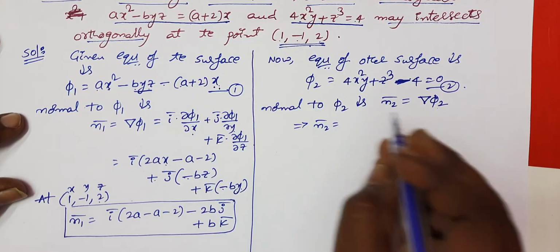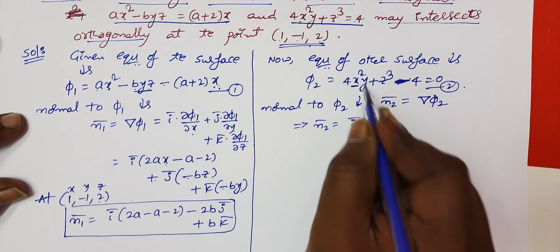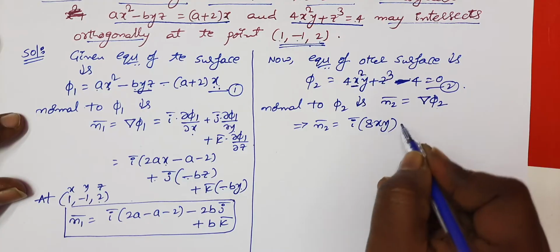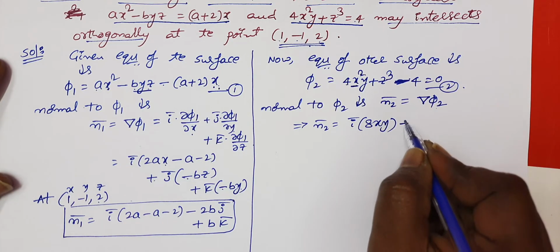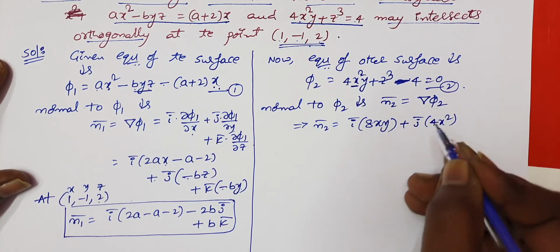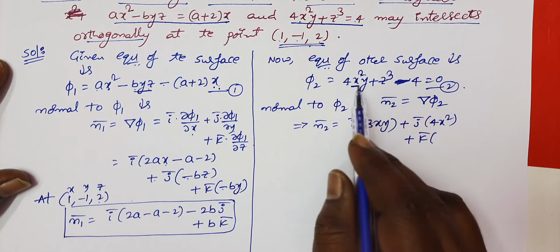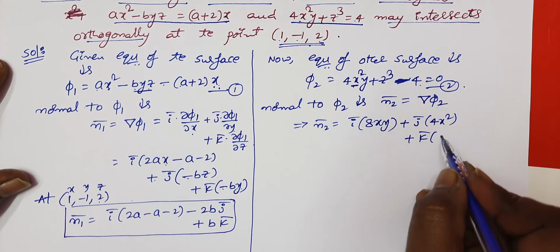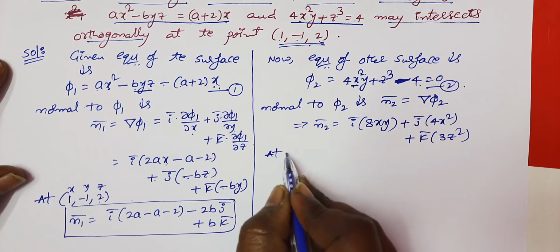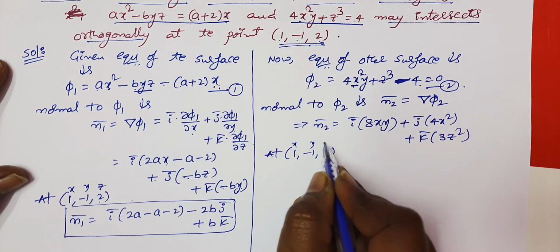So n2 bar is equal to i bar into dou phi by dou x. So it means just take the derivative of x square with respect to x. It would be 2x. 2x into 4 is 8xy. Remaining are all constants whose derivatives become 0, plus j bar into dou phi 2 by dou y. So 4x square is the only term, plus k bar into the partial derivative of phi 2 with respect to z. So first term becomes 0, last term becomes 0. Derivative of z cube with respect to z is 3z square. Replace the point again at the point 1, minus 1, 2. So x value is 1, y value is minus 1, z value is 2.